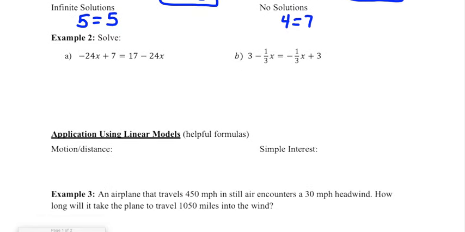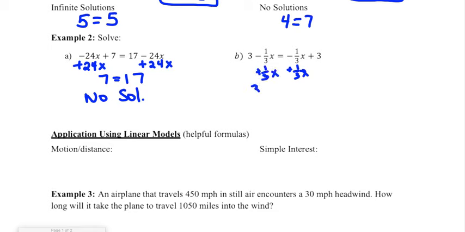So let's look at example 2. If I add 24x to both sides, the variable eliminates here, so I'm left with 7 equals 17. That would be a no solution. That does not make sense. That is not equivalent, so there is not an answer that you could plug in that would work for that equation. If I add 1/3 x to both sides here, that leaves me with 3 equals 3. Well, that would be an infinite solution or an all solution because no matter what you plug in, it will always be true.